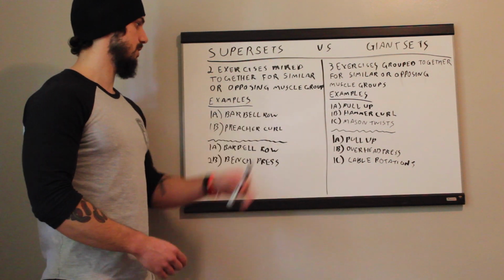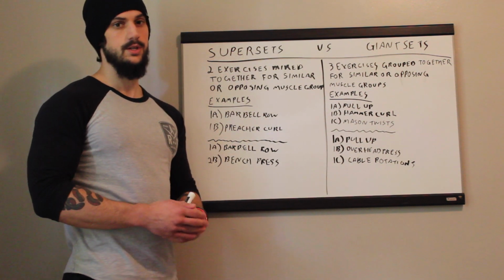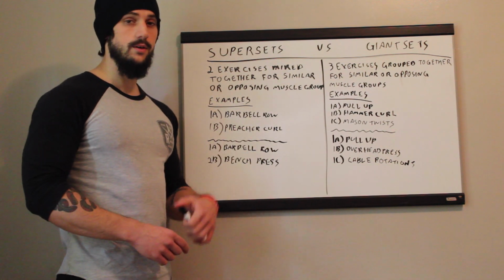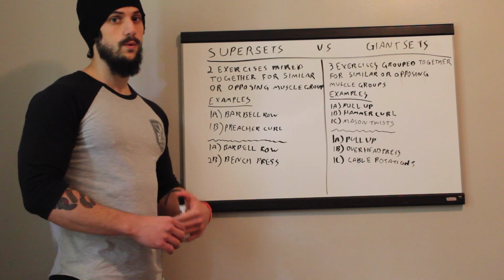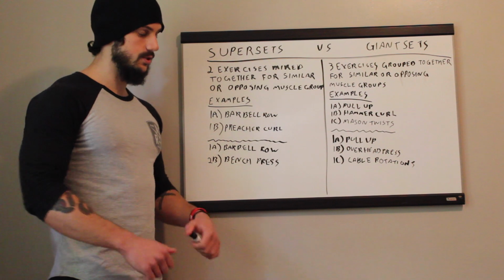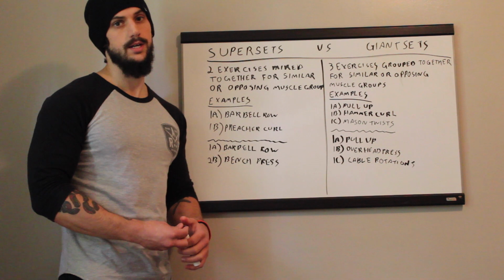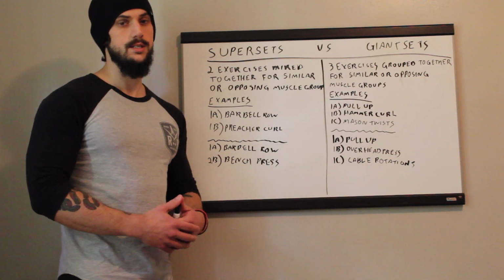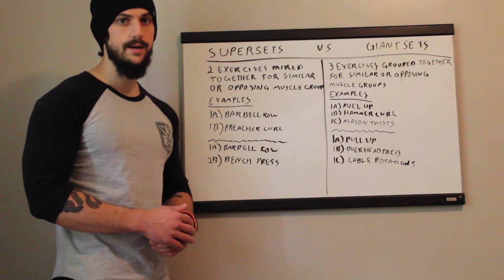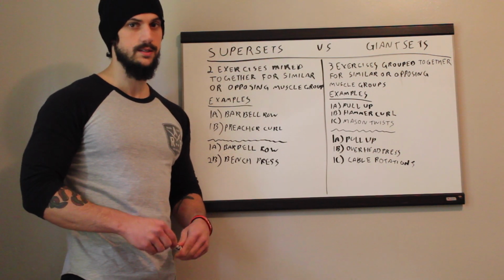Now, with the superset, since it's for either similar or opposing muscle groups, I set up 2 different examples here. Example 1, you're going to superset a barbell row with some preacher curls. So, bang out a set of rows without any rest or anything, go into hitting up a set of curls. Now, the purpose of this is it's going to really put a lot of stress on your biceps in particular in this example, which will help cause more of a hypertrophic effect.